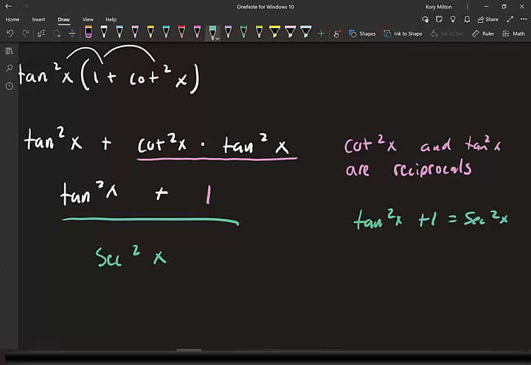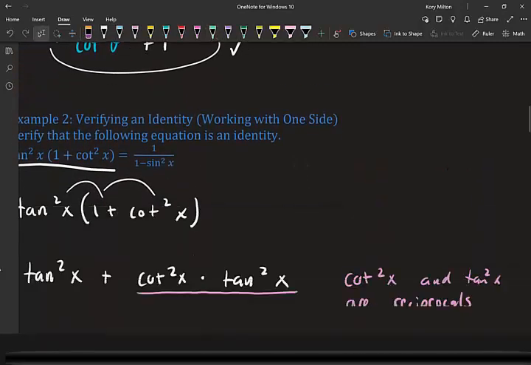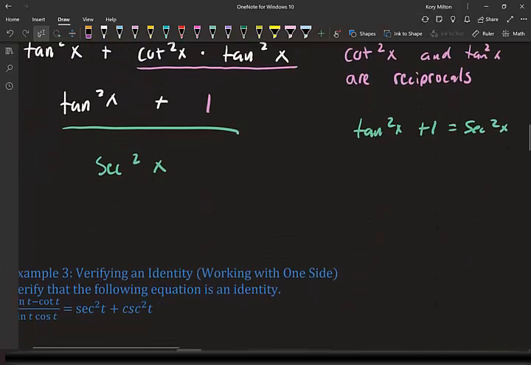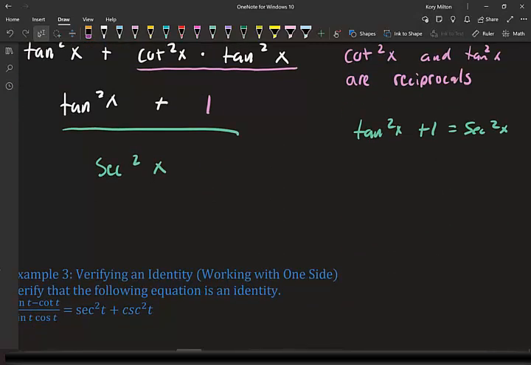Remember, don't forget your goal. Our goal is to get this to equal 1 over 1 minus sine squared x. So remember, that's our goal. So we have secant squared x. Now let's see if there's anything that we can do.